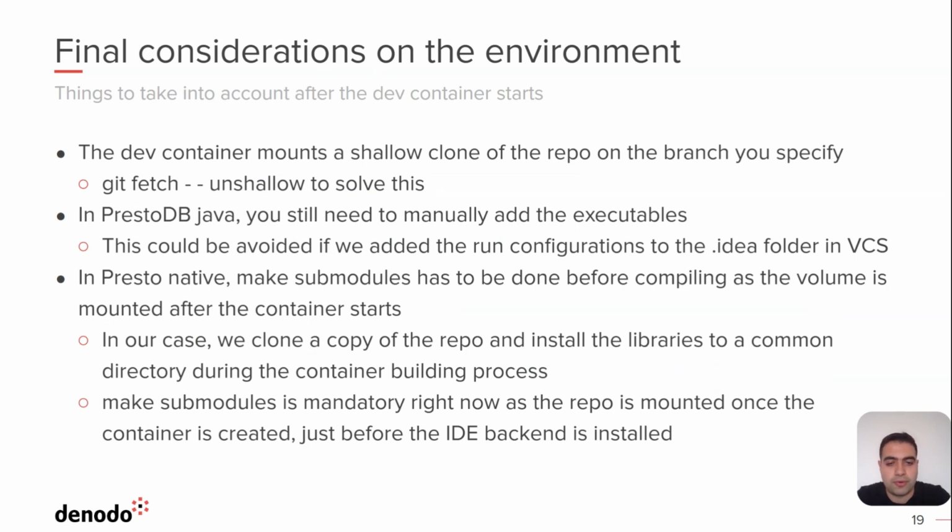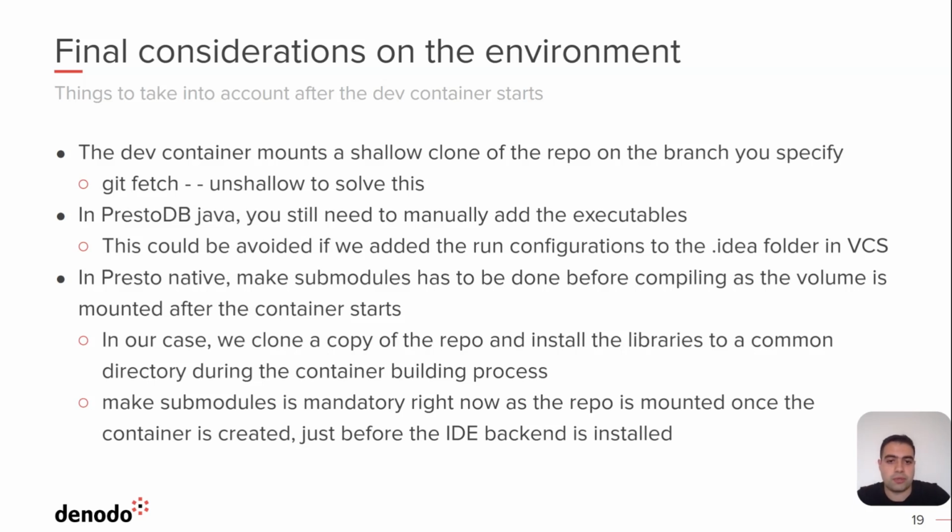However, there are some final tweaks to make. First, the IDE mounts a shallow clone of the repo, so in order to get access to the full history of changes, you will need to unshallow the repo. In Presto Java, you still need to manually add the executables for the Presto server. This could be automated if we added the .idea folder with the configurations to Git. But right now, you will still need to manually add these configurations.